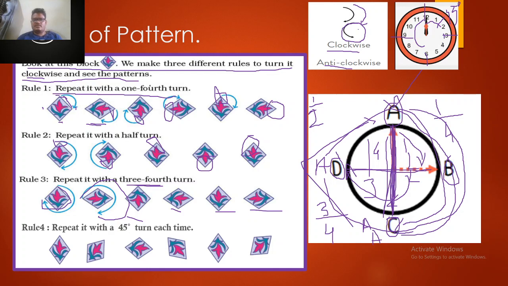Now we have to turn the pattern according to 45 degrees, means from here to here will be 45 degrees. Then again 45 degrees it will become here, again 45 degrees it will become here, again 45 degrees it will become here. Look at the pattern. This portion comes here, then here, then here, then here, and then here. So this is the turning of the pattern by 45 degrees. According to these 4 rules we have to turn the pattern.